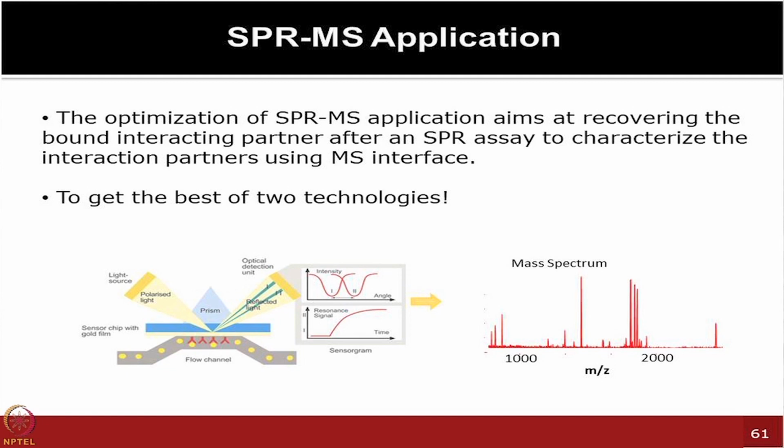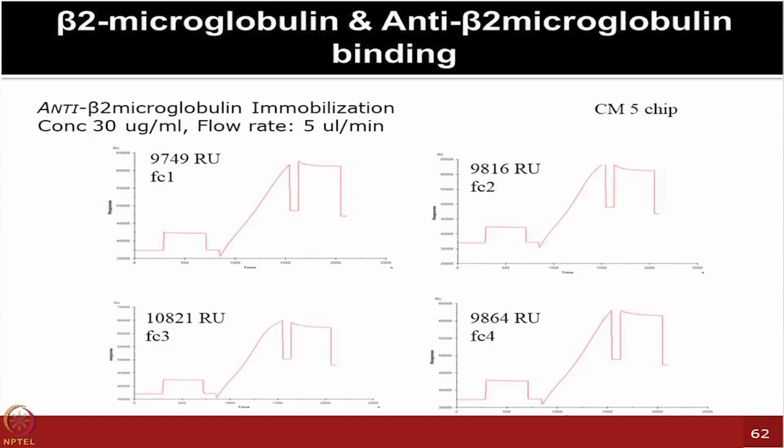So the concept is very straightforward. We are employing one of the SPR technologies and one of the mass spec technologies together, trying to get the best of the two technologies to identify the unknown interactors. In this case, again we started with a proof of concept, the beta 2 microglobulin experiment, and used all the 4 flow cells, because you need a lot of analyte to bind which you can recover and then use for the mass spec testing. So all the 4 flow cells were immobilized.